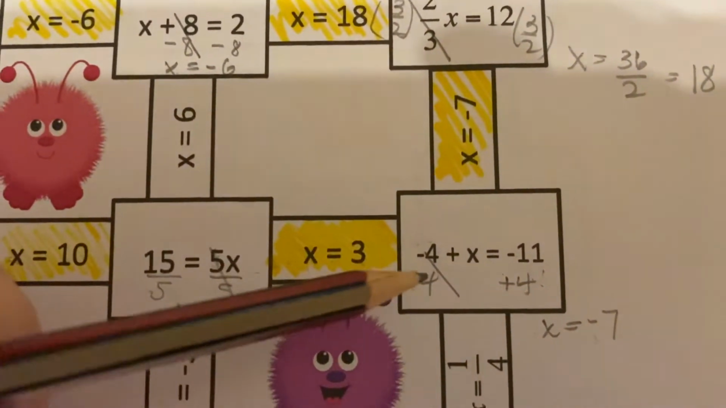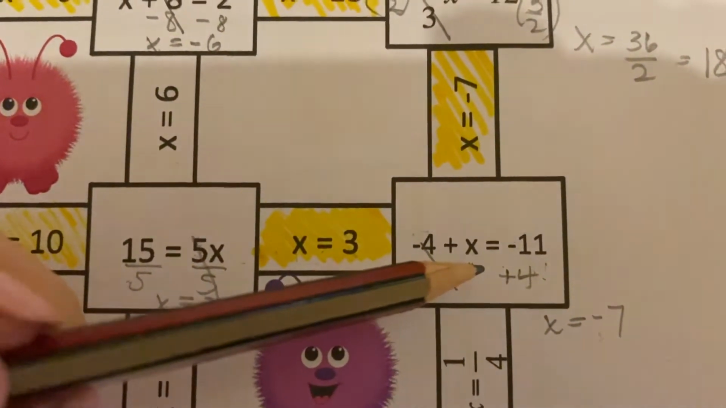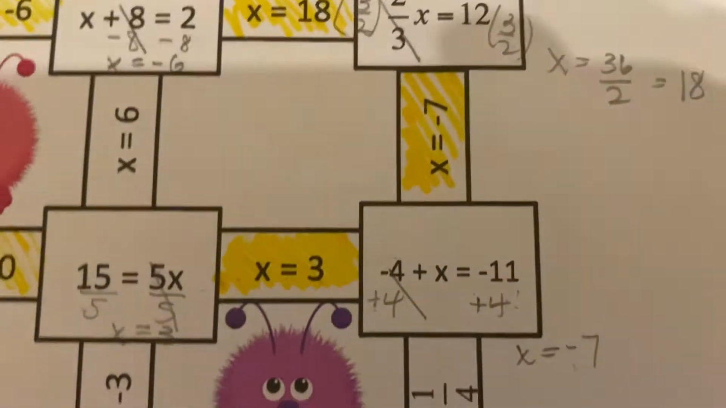And again, you can check your work. Let's do negative 4 plus negative 7. You get negative 11, so it checks out.